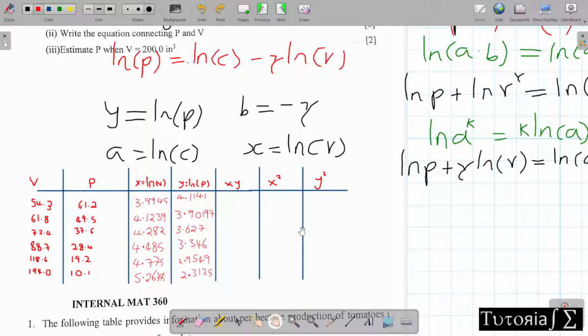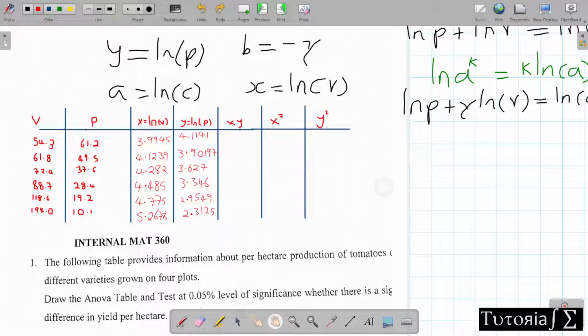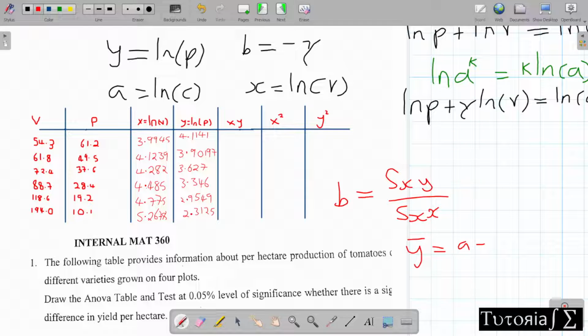Then from here, we'll find our B, okay, which is equal to Sxy over Sxx for Y on X. And after we find our B using that, we use this equation to find our A, which is y bar minus B times x bar, to find our A.